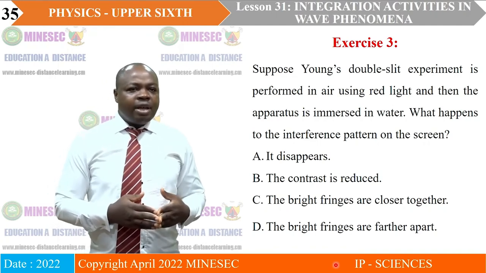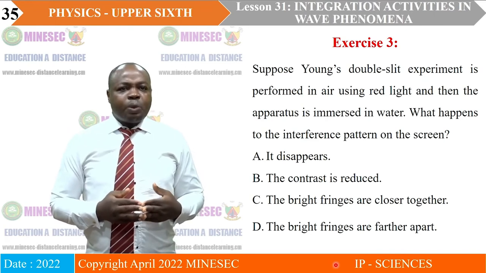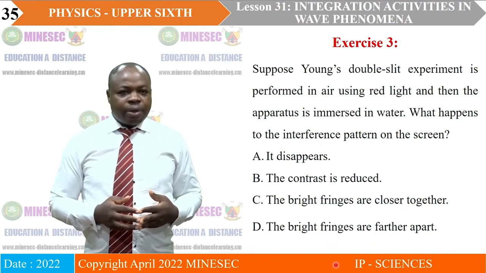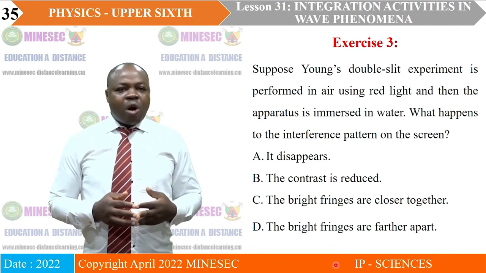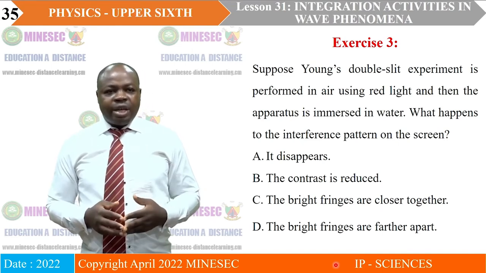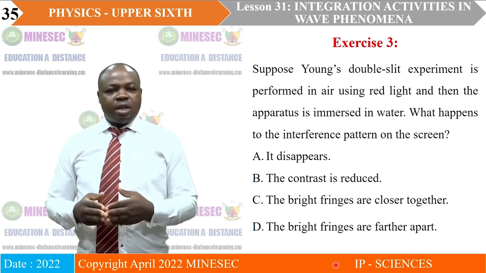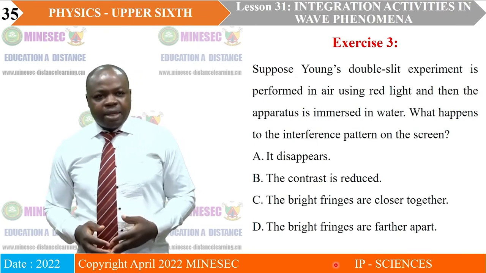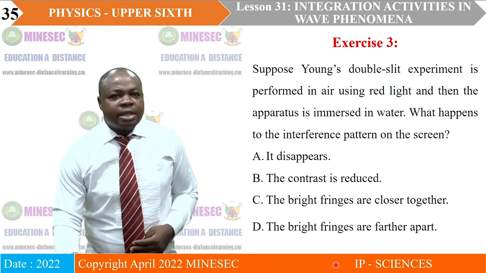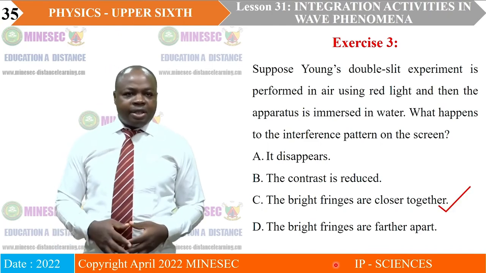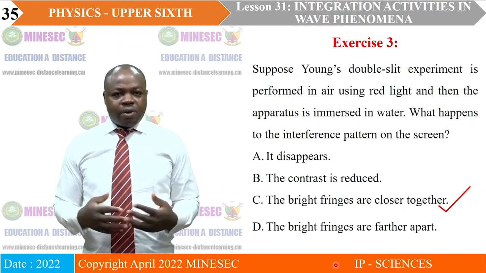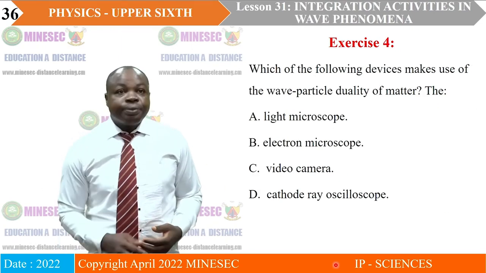Now, the wavelength is directly proportional to the fringe separation. From the equation, y is equal to lambda D over a. So y is directly proportional to lambda, and if lambda decreases, then we expect y, which is the fringe separation, to decrease. So the bright fringes are closer to each other.